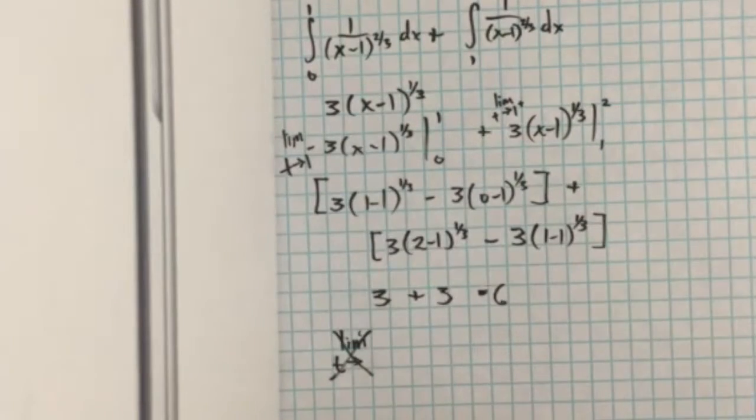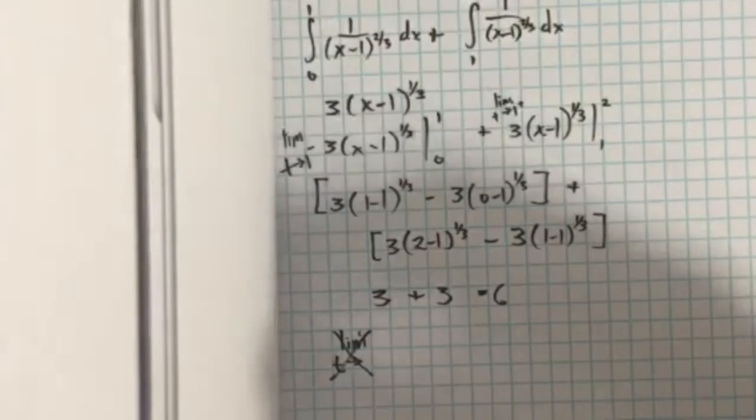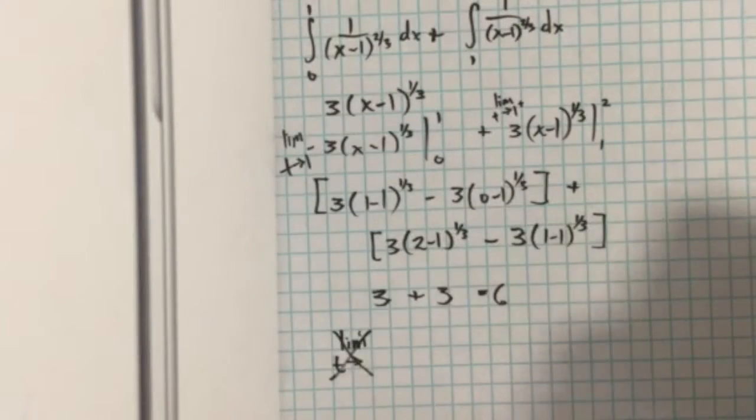So therefore, we have a convergent improper integral. It's important to check both integrals unless you get an infinite or non-existing limit, because if one of the integrals is infinite or undefined, then the whole integral is divergent.